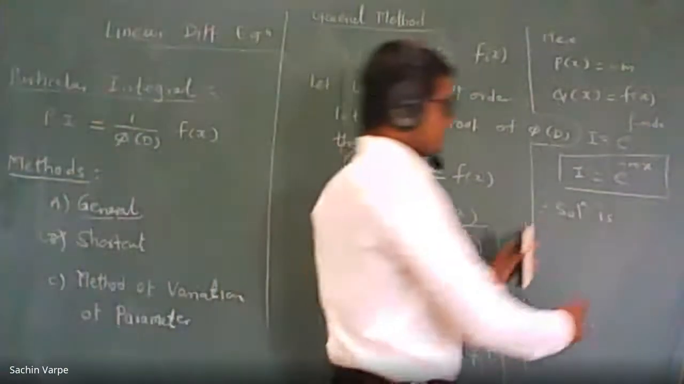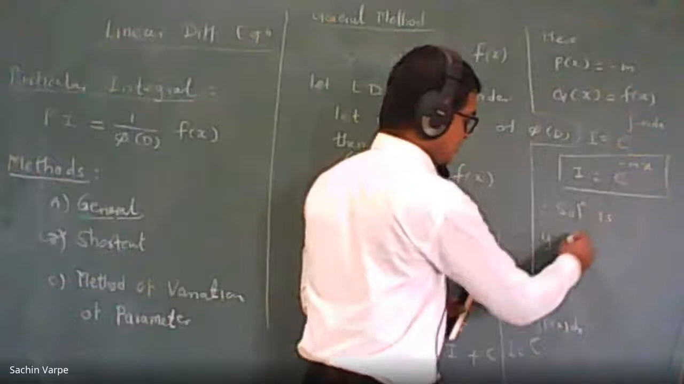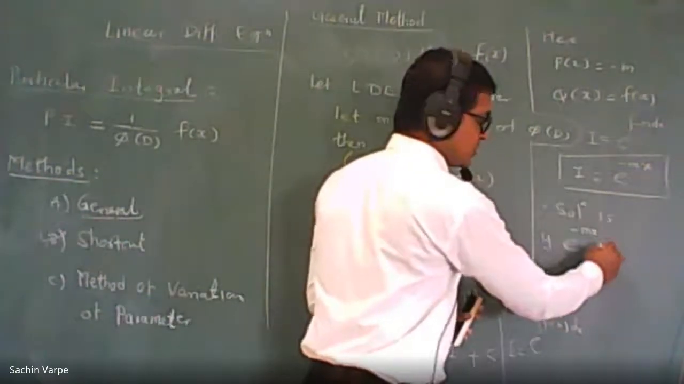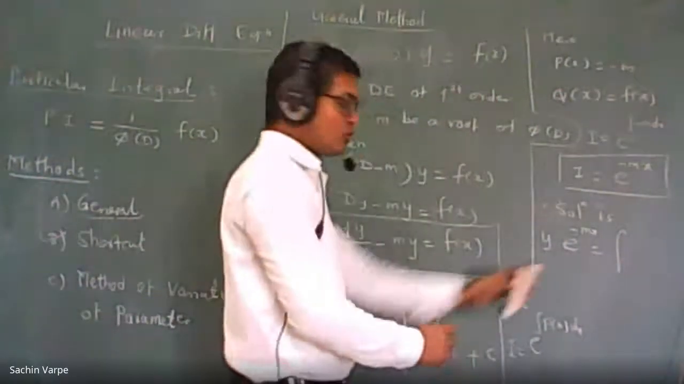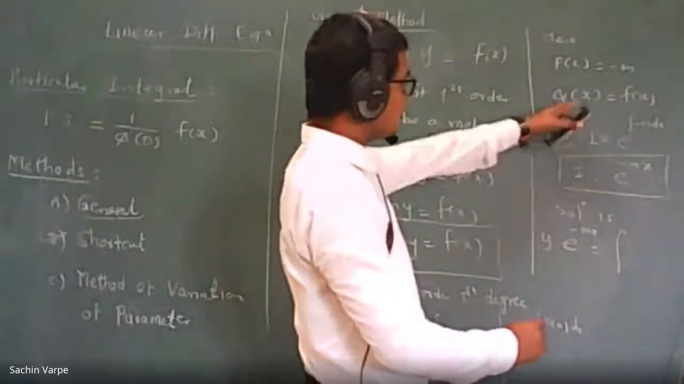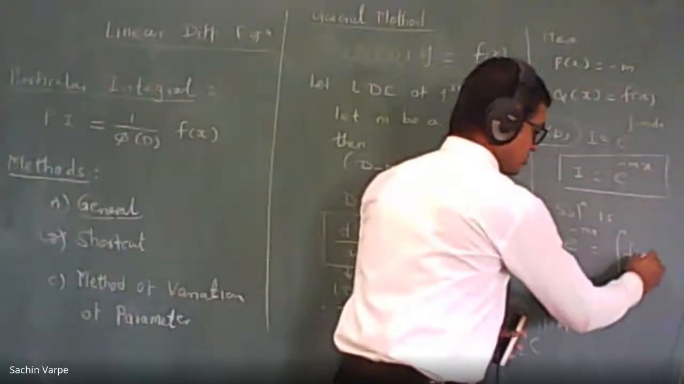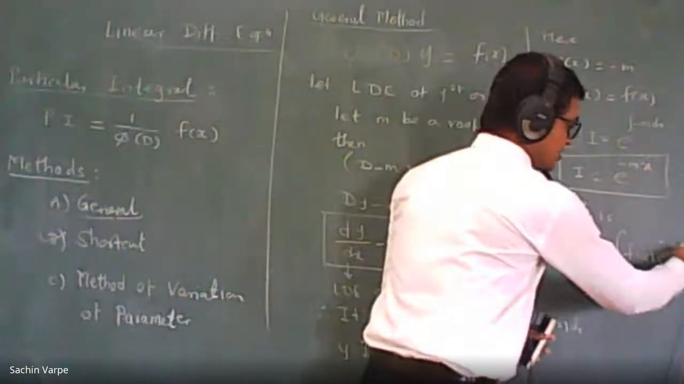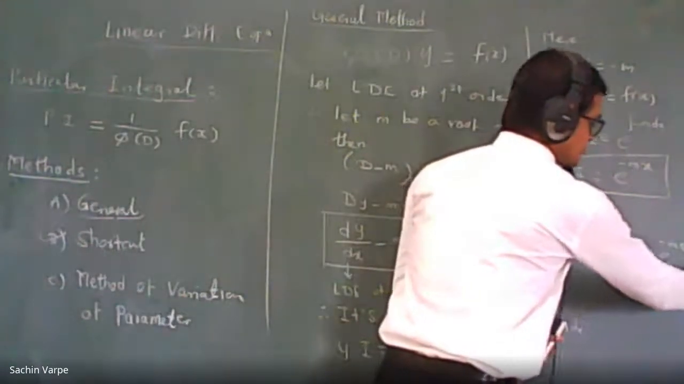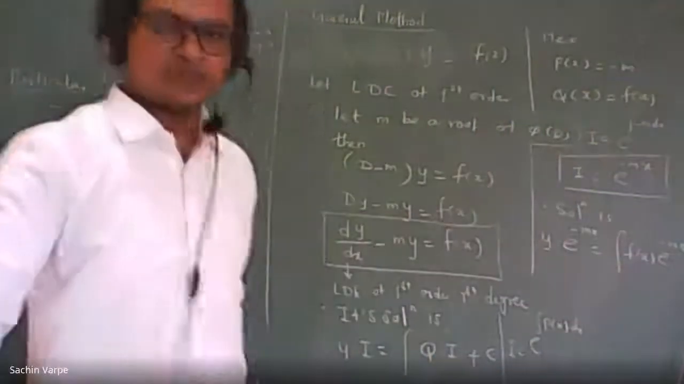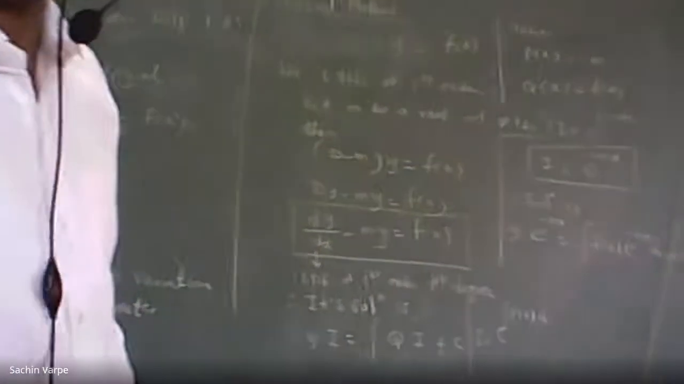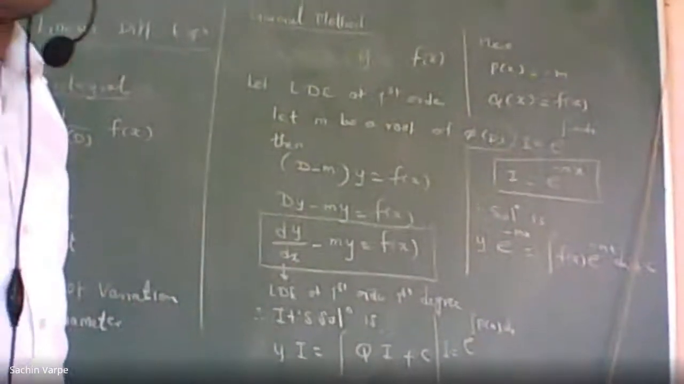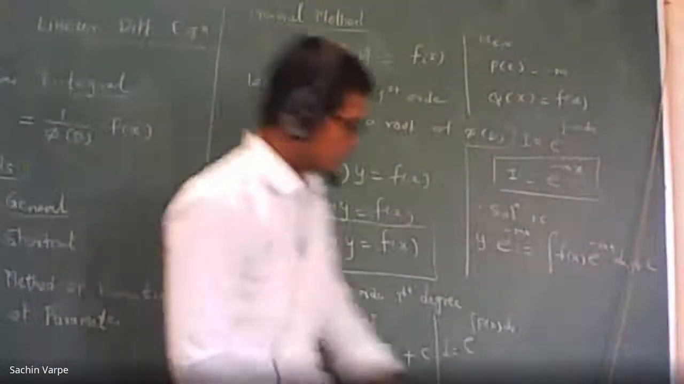So the solution is y into integrating factor, that is e raised to minus mx, is equal to integration of q of x. What is q of x there? It is f of x into e to the power minus mx dx plus constant of integration. Is it visible? Let me tilt the camera. Okay, this is the solution.